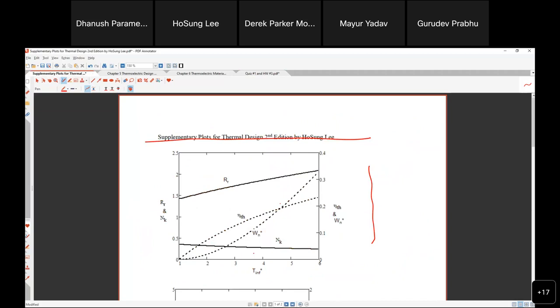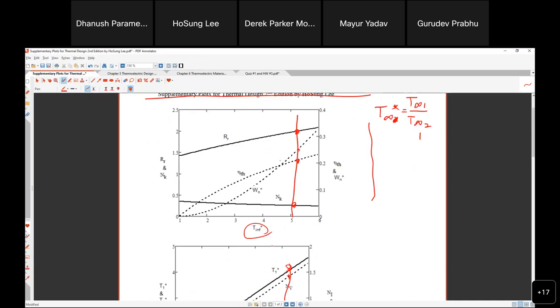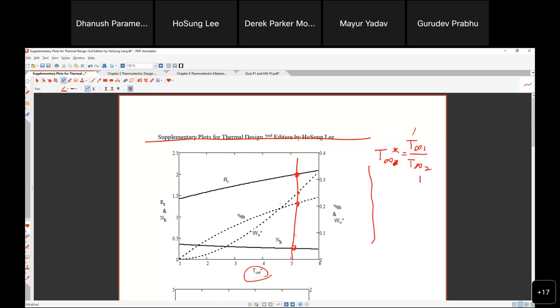Suppose you can calculate T infinity star, which is T infinity 1 over T infinity 2 temperature. Then you can calculate the T star, and then you can figure out all kinds of optimal values, even including temperature. You can compute the temperature, the voltage, the current, everything from this supplementary plot. That's optimal. It's very interesting. So that's what we're going to discuss today.